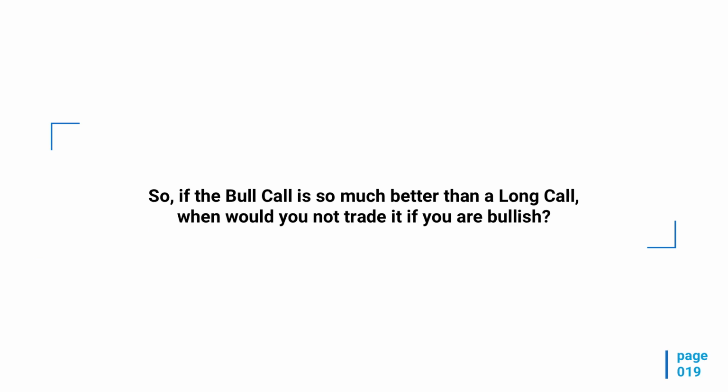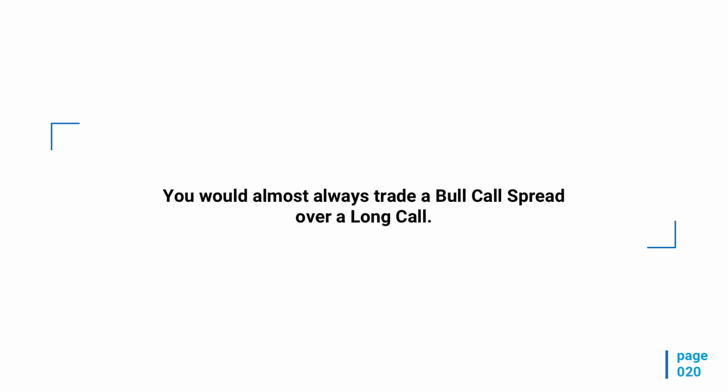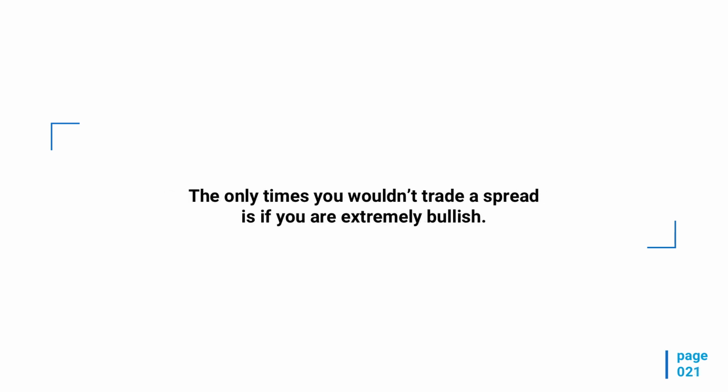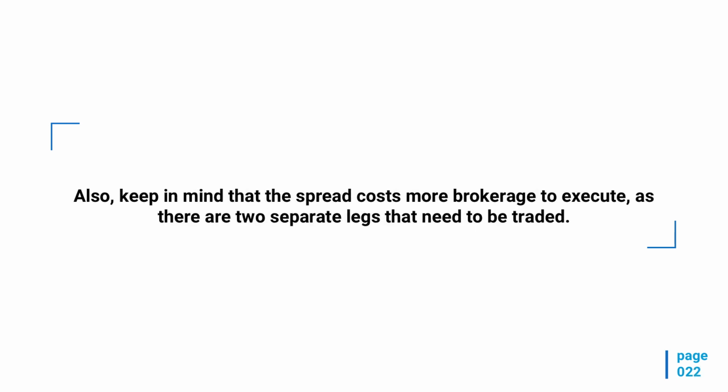So if the bull call is so much better than the long call, when would you not trade it if you're bullish? Well, almost always you would go for a bull call spread over a long call. The only times you wouldn't is if you are extremely bullish, so you don't think that there is a $1-2 range. You actually think there's significantly more room to move in a short period of time. Also keep in mind that the spread costs more brokerage to execute, as there are two separate legs that need to be traded instead of one. You also want to have more premium in your sold leg than the brokerage value, because you want to ensure that there's actual value in selling that option, that you're not limiting your profit target for no reason.